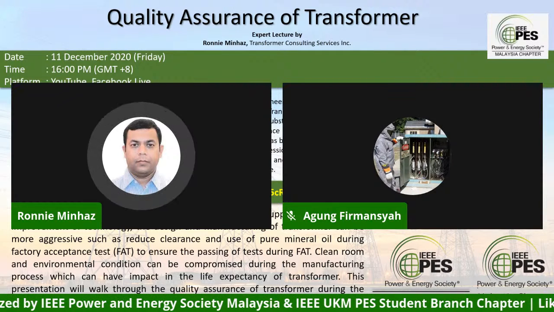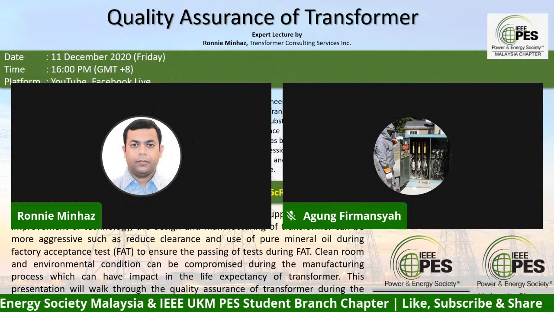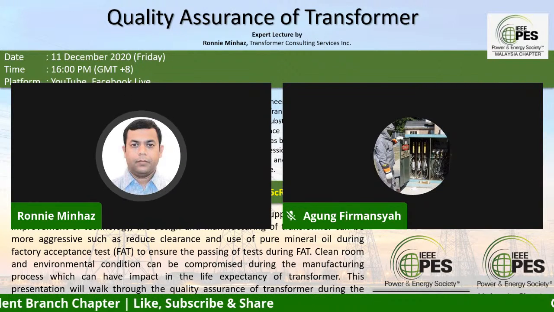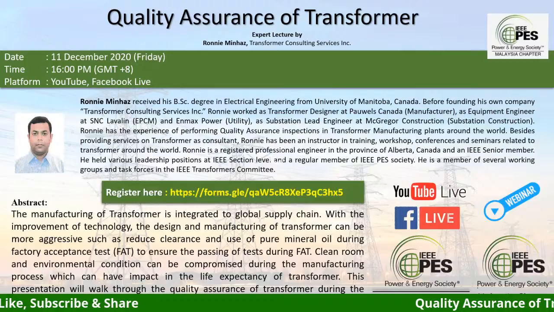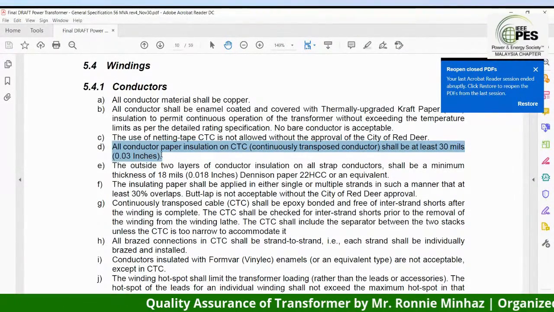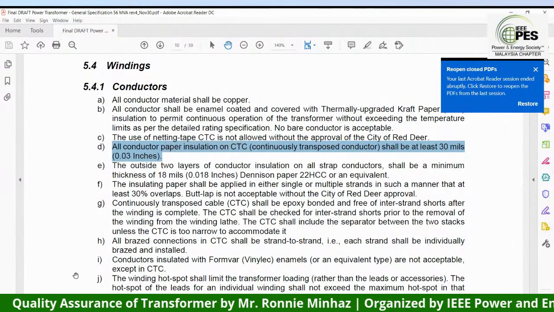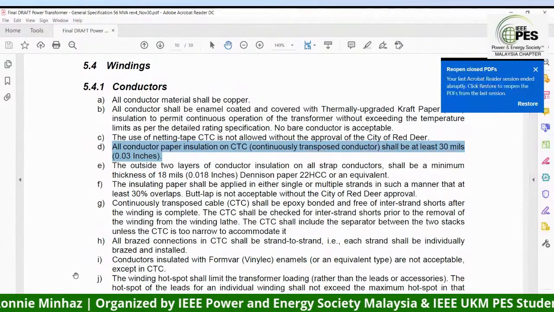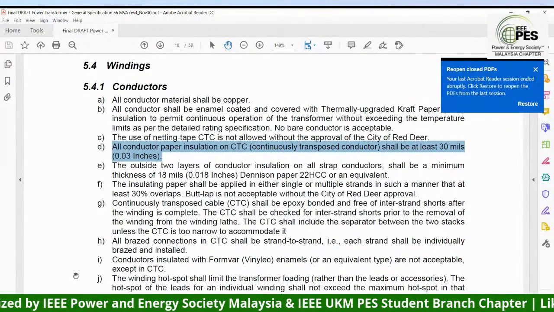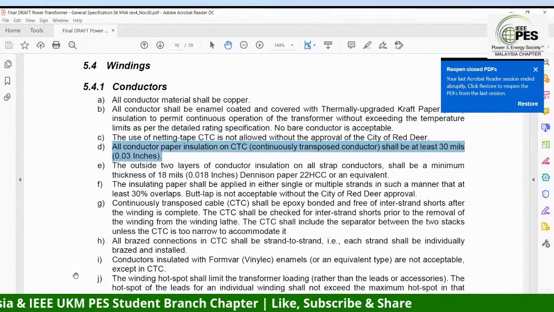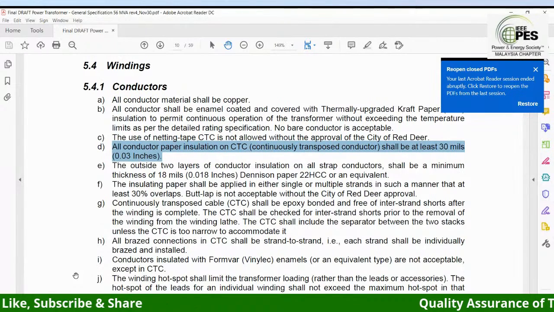when you go to the design review, you may not be able to catch everything. Over here, I'm showing you a transformer specification from one of my clients. Notice item D, which I marked. It says all conductor paper insulation CTC shall be at least 30 mils. Why do we put this into the transformer specification? The reason is that, as I talked about, over the last 5 years the manufacturer moved from 60 to 40 millimeter. There's no way we can pick this up in the factory acceptance test.